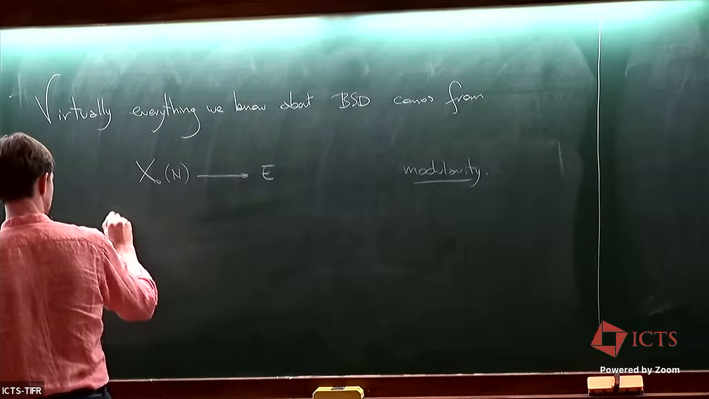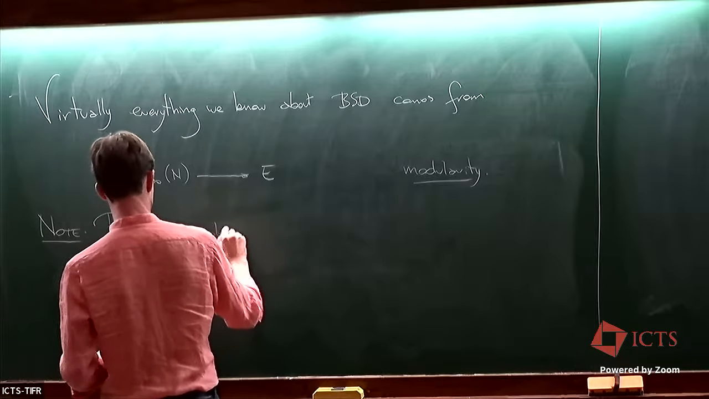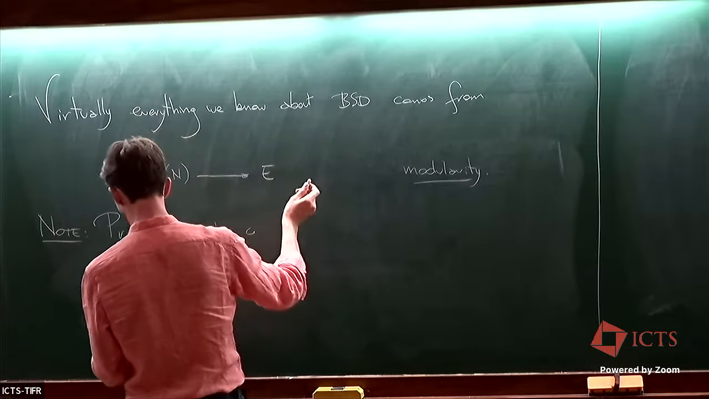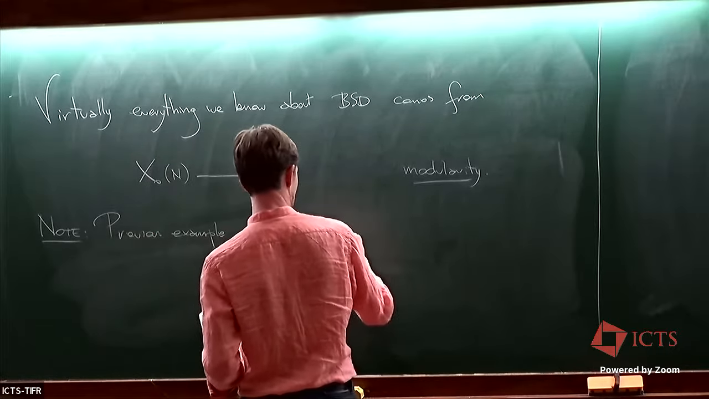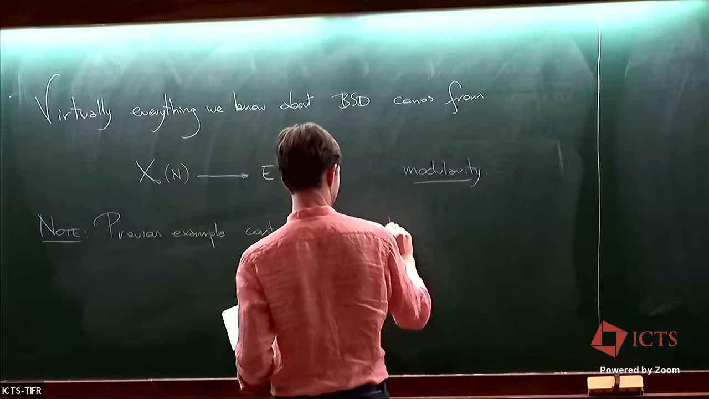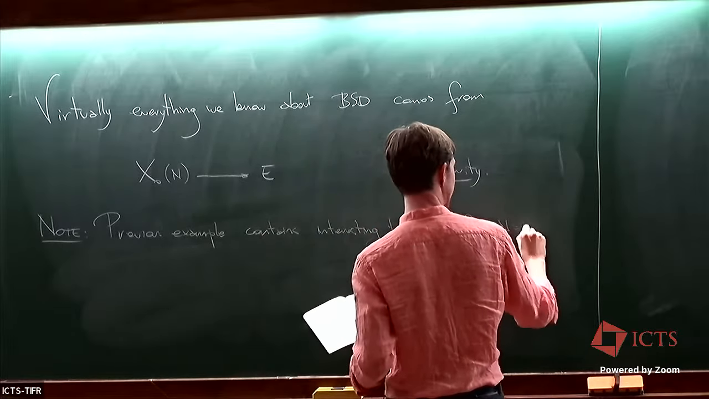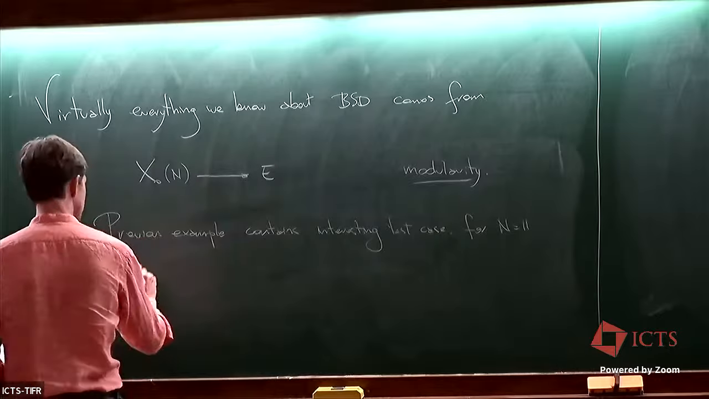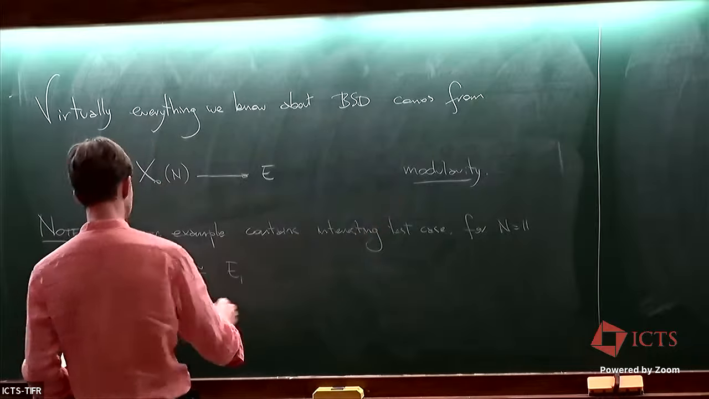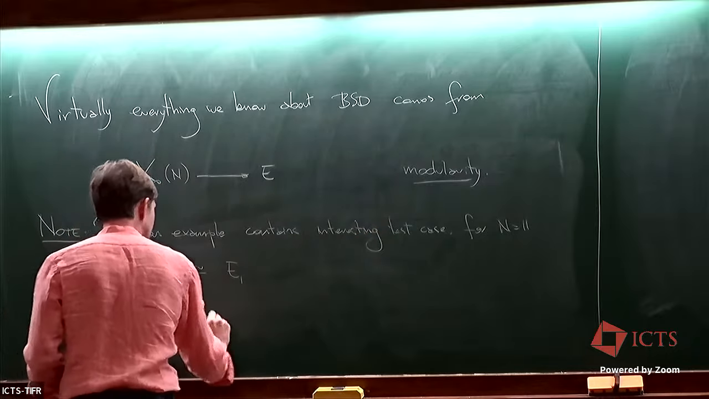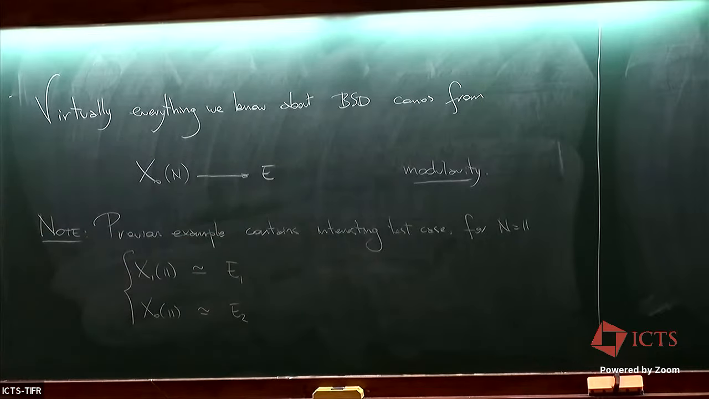So the previous example contains already an interesting test case, when N is equal to 11. Because it just so happens that X_1(11) is isomorphic to that curve E1, whose Weierstrass equation I wrote down there, and X_0(11) is isomorphic to E2. So those two particular curves will come back a few times in what follows.